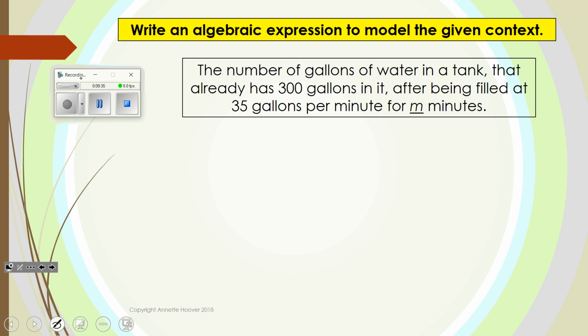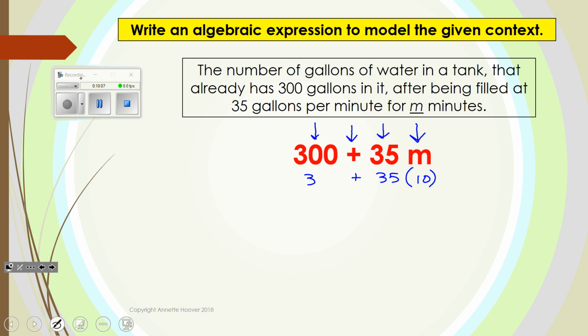Well, we began with 300 gallons of water. Then we're going to add 35 gallons per minute. Can you think about how we would write that as an algebraic expression? We would write 300, which represents what we started with. Then we're going to fill it, or add, 35 more gallons for an unknown number of minutes. Now, once we know the number of minutes, for example, let's say we did it for 10 minutes, we could fill that into the algebraic expression, and we could figure out how many gallons were now in the tank. But we don't know the number of minutes, so we leave a variable there.